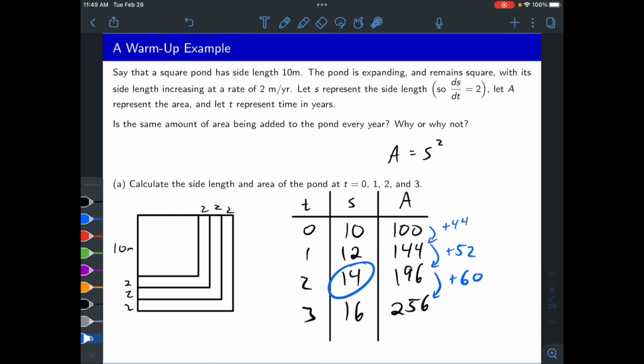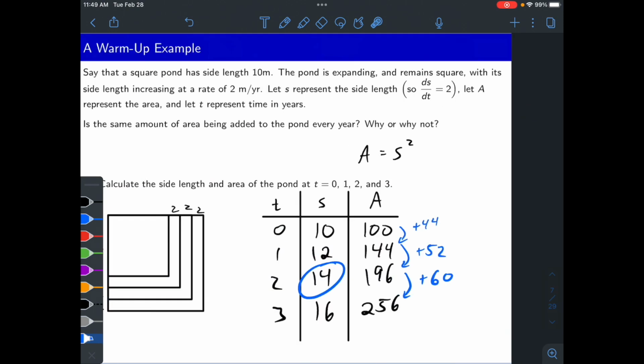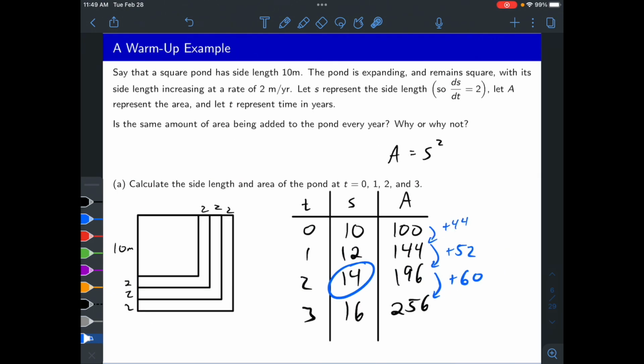Let's check if that matches our intuition from over here. From t equals 1 to 2, it went up by 52, and then from 2 to 3 it went up by 60. So the instantaneous rate of change at t equals 2, we would expect to be some number between 52 and 60. We got 56, which is just smack in the middle of those two, right?